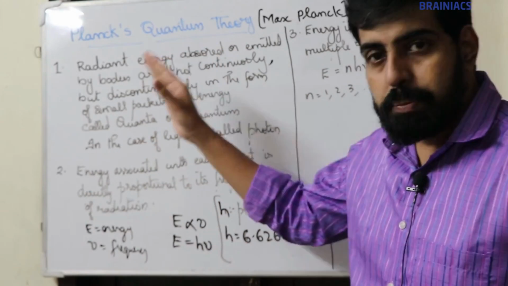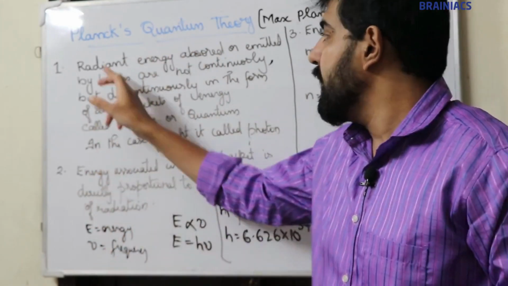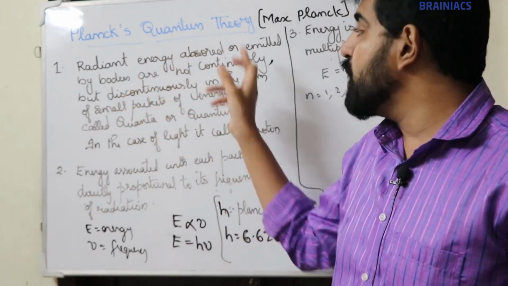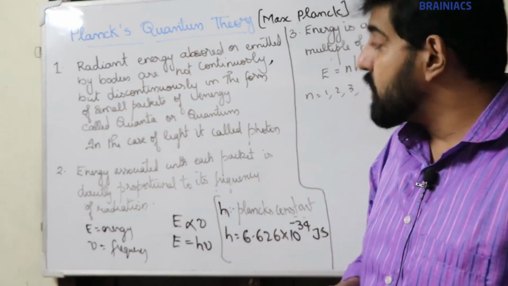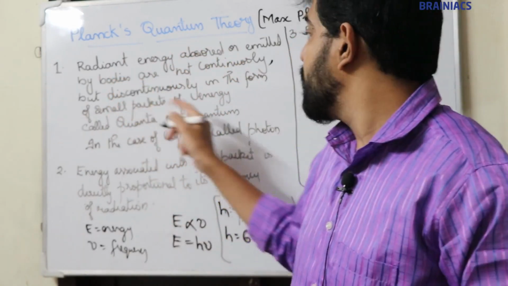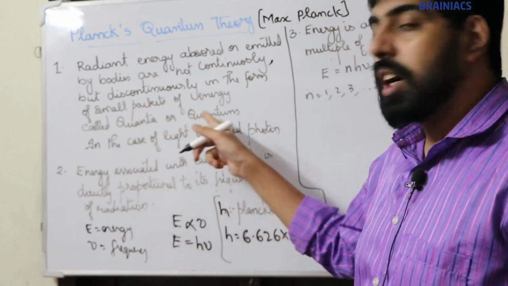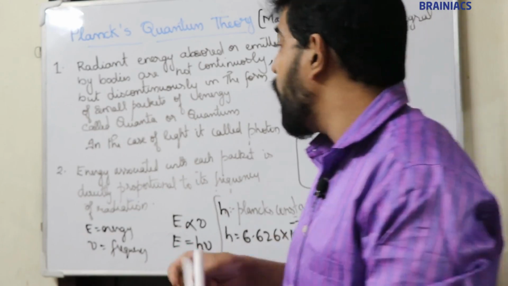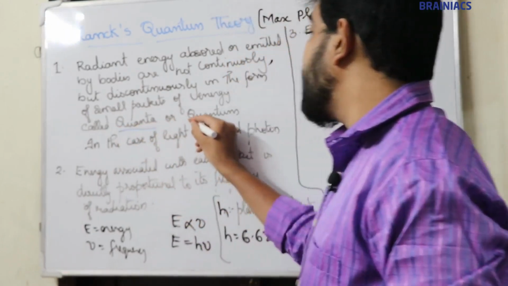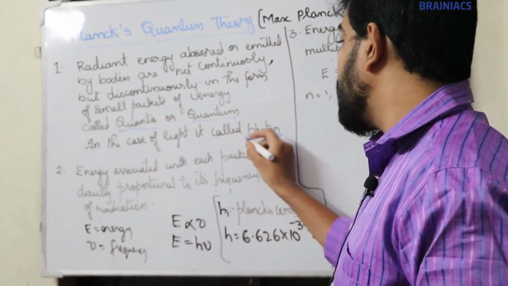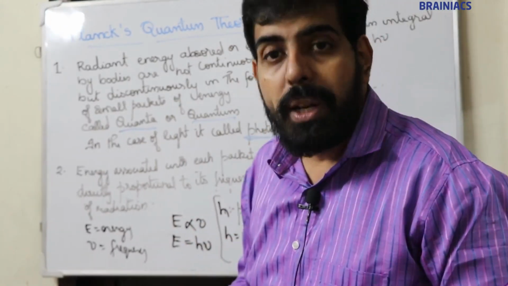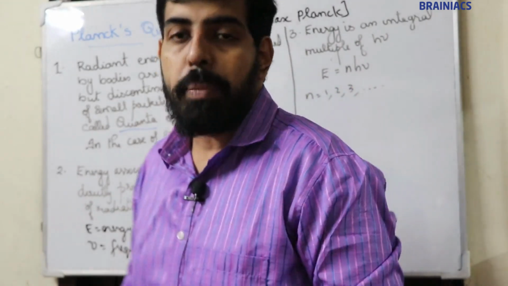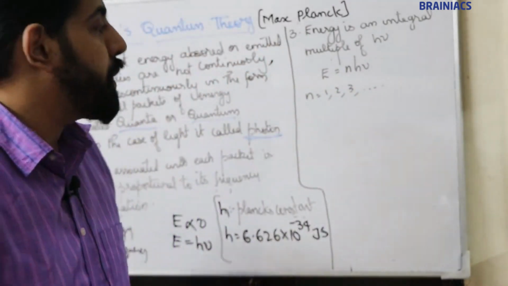According to the first postulate of Planck's quantum theory, radiant energy absorbed or emitted by bodies is not continuous but discontinuous, in the form of small packets of energy. These energy packets are called quanta or quantum. In the case of light, they are known as photons.